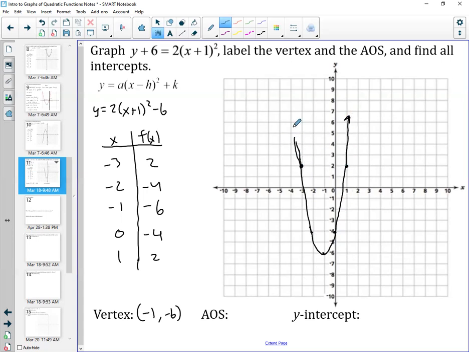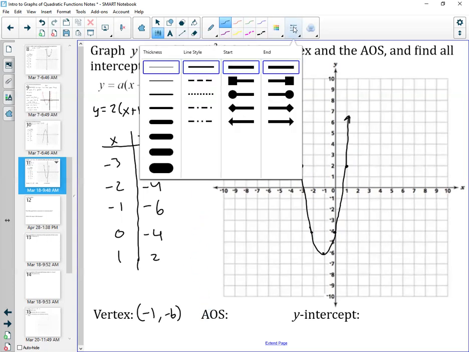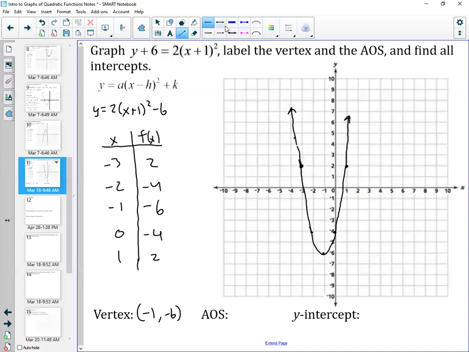So it should look something like this. I graphed it, I labeled the vertex. The axis of symmetry is the vertical line that goes through the vertex. We said that already. So it's like this line right here.